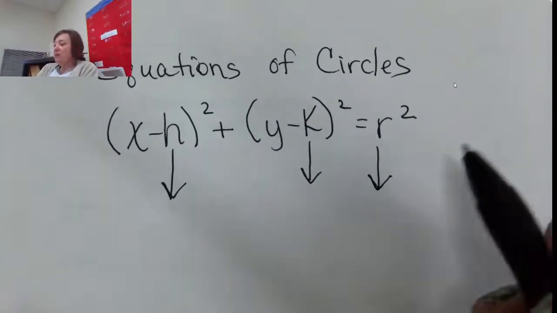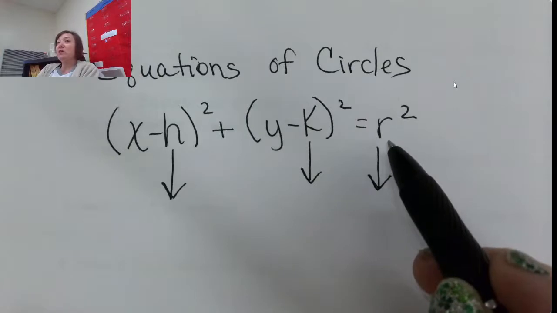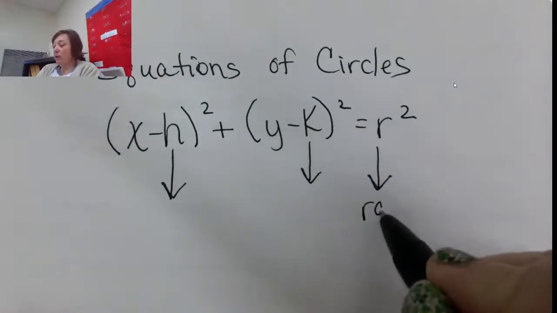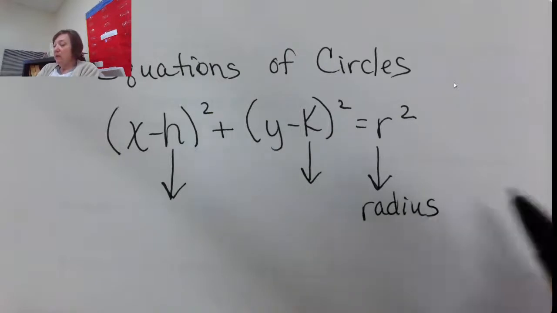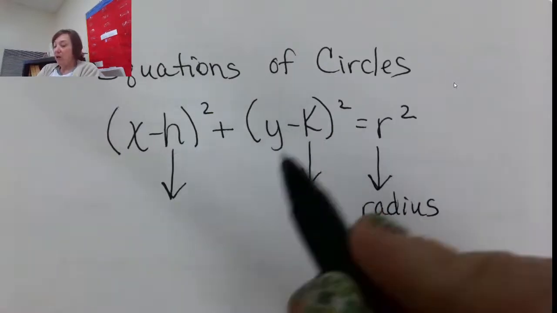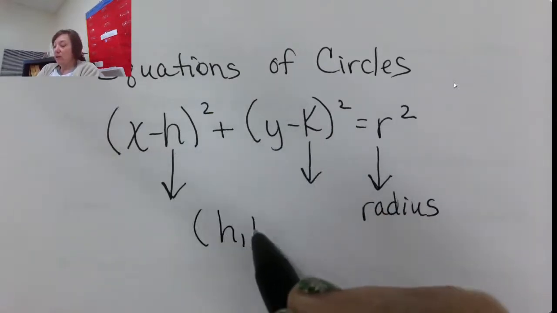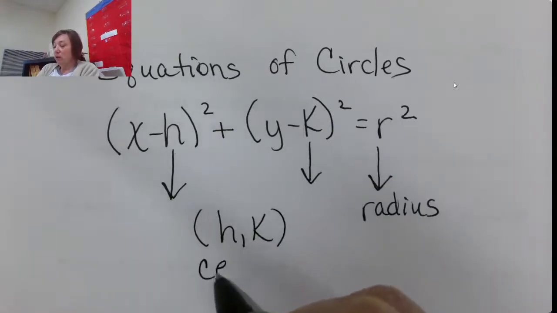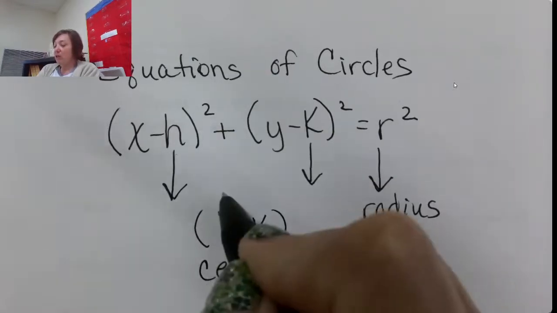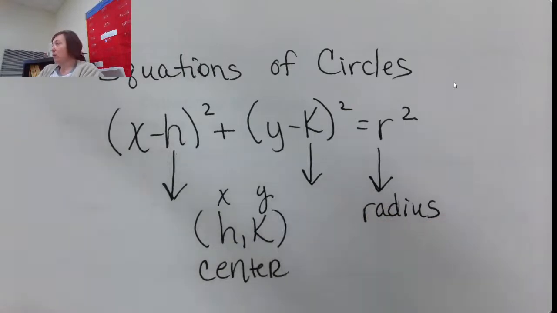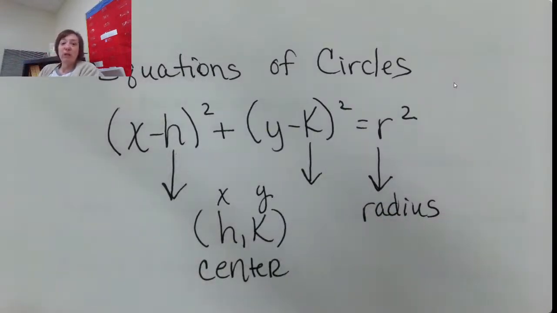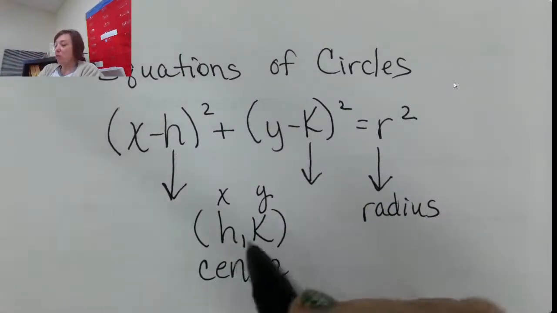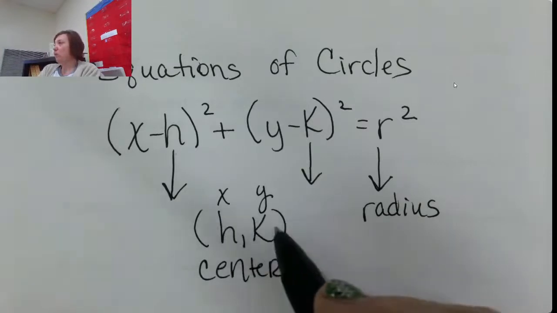Now, this R, I bet you could already guess what this R stands for. Radius. So that's your radius, right? This H and this K are actually the center of your circle. And that H is your X value and the K is your Y value. And what Mr. Lester and I were just discussing is this stands for horizontal shift. This stands for vertical shift.